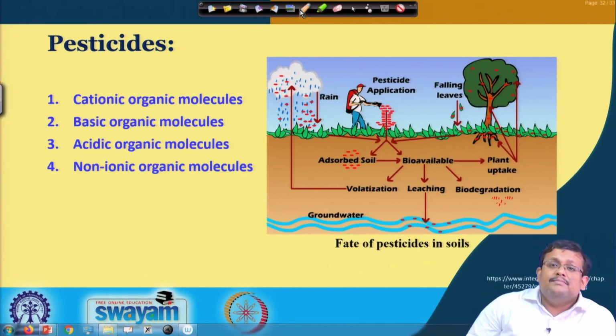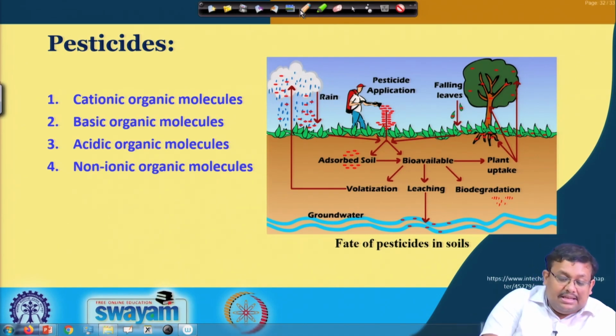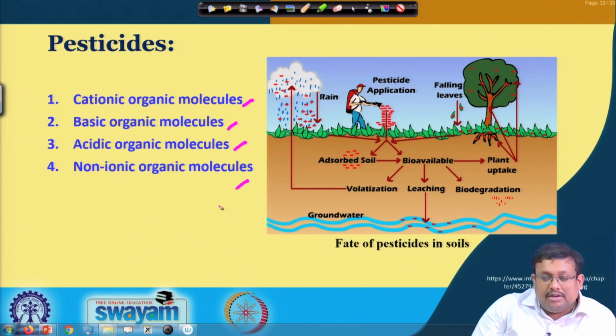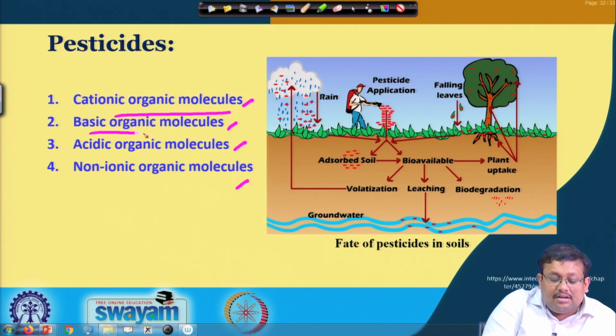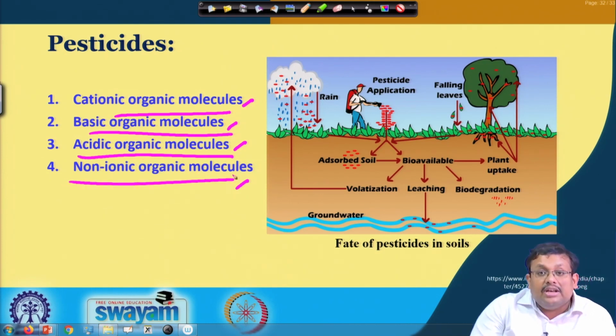One is cationic organic molecules, second is basic organic molecules, third is acidic organic molecules, and fourth is non-ionic organic molecules. Again, cationic organic molecules, basic organic molecules, acidic organic molecules and non-ionic organic molecules. You can see in this picture, it is showing the fate of pesticides in the soil.